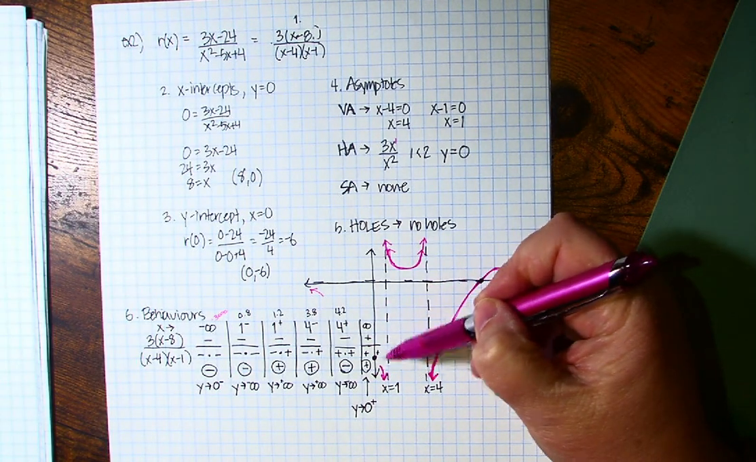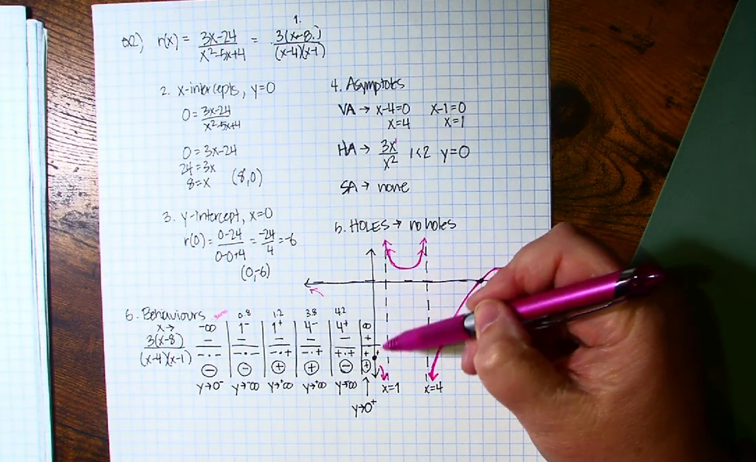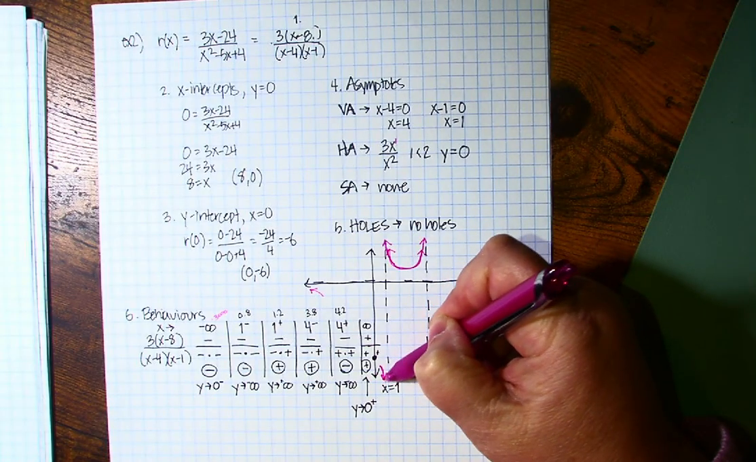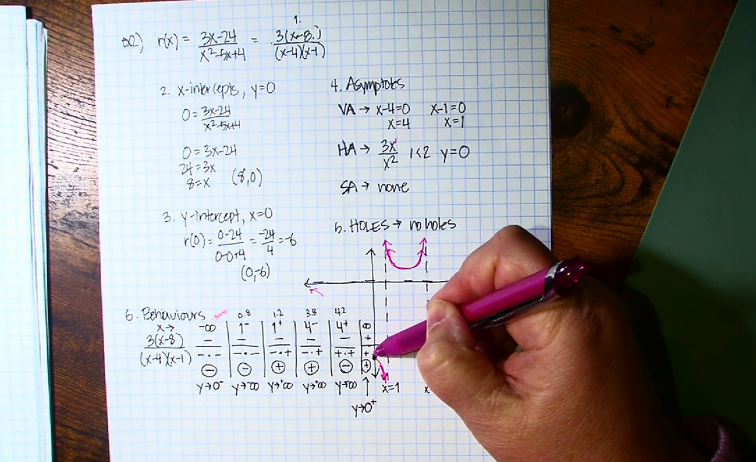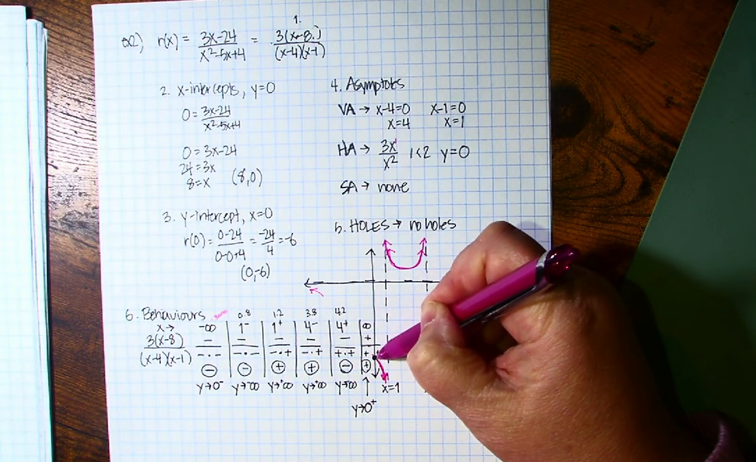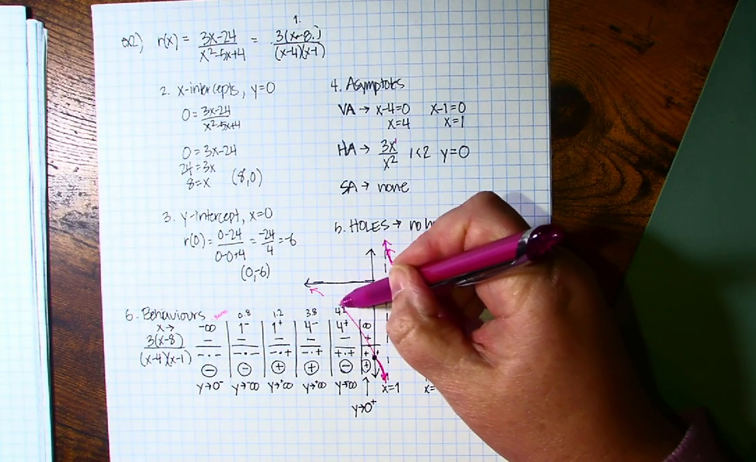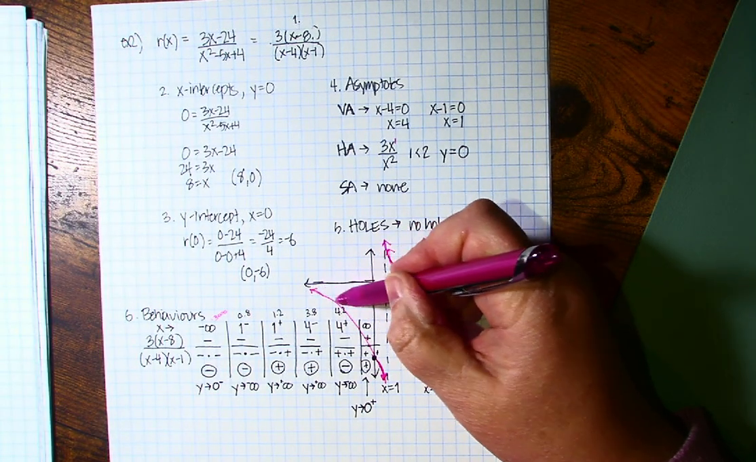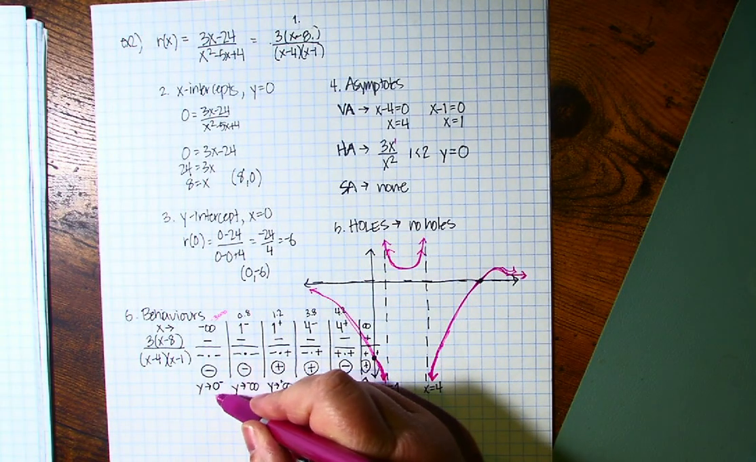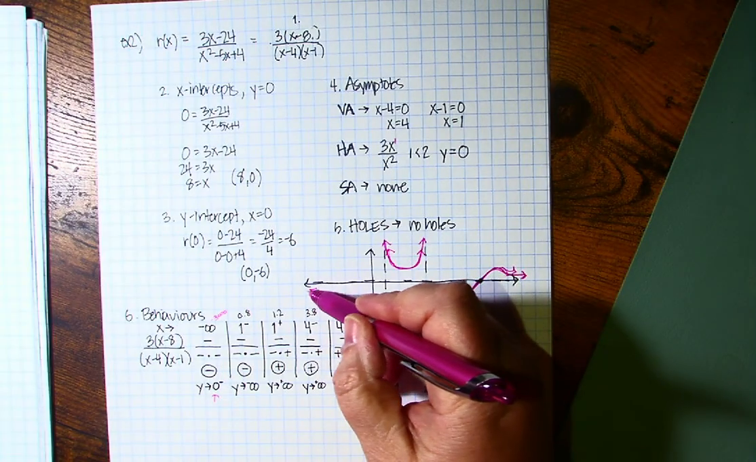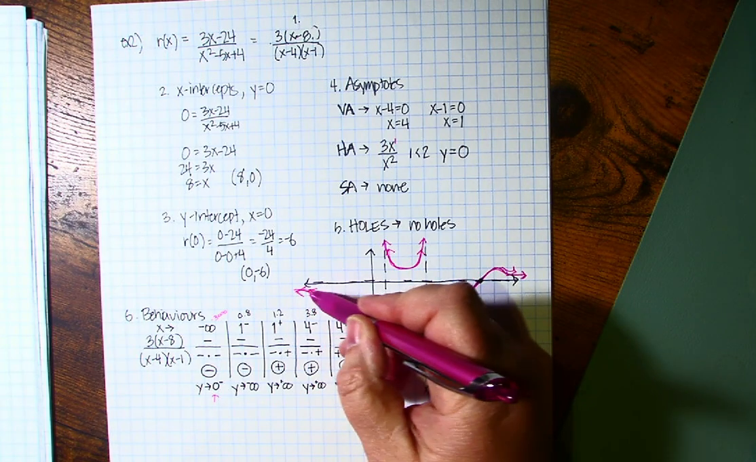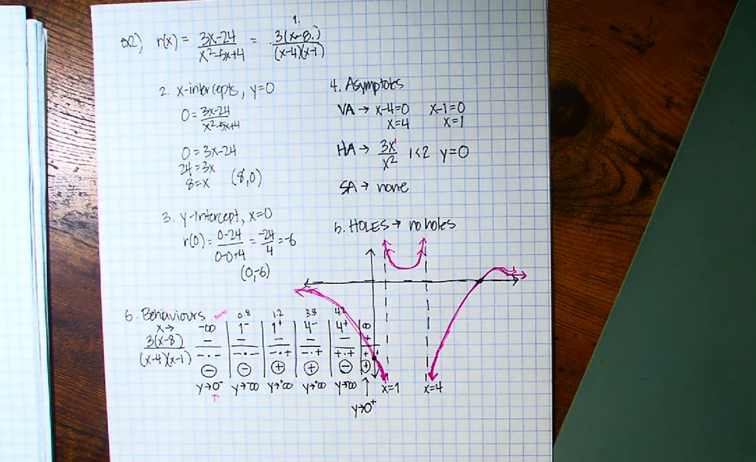If I look at the section to the left of the vertical asymptote, you will see that coming from there, it goes down. I've got to cross through that y-intercept, and it's going to keep going, and it's going to approach the horizontal asymptote from below. That's what I've got here. It's not going to cross that horizontal asymptote. It's going to stay below it as it goes into negative infinity.